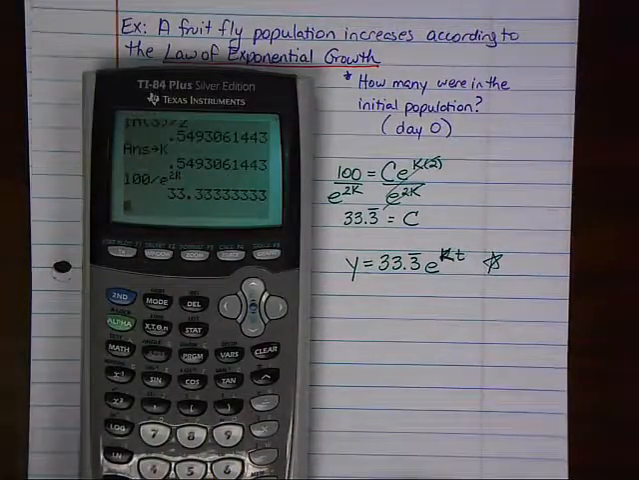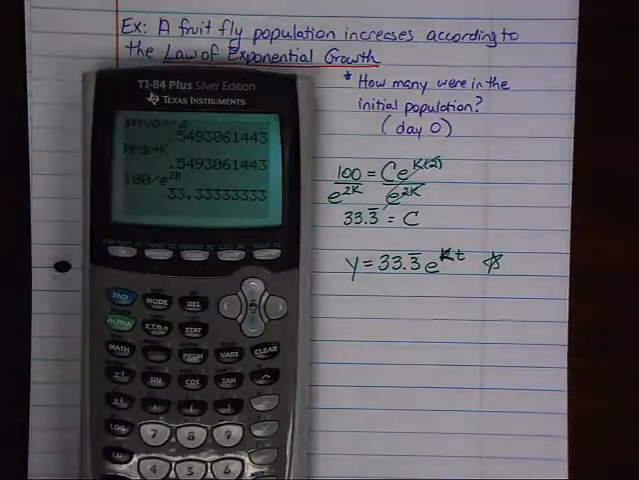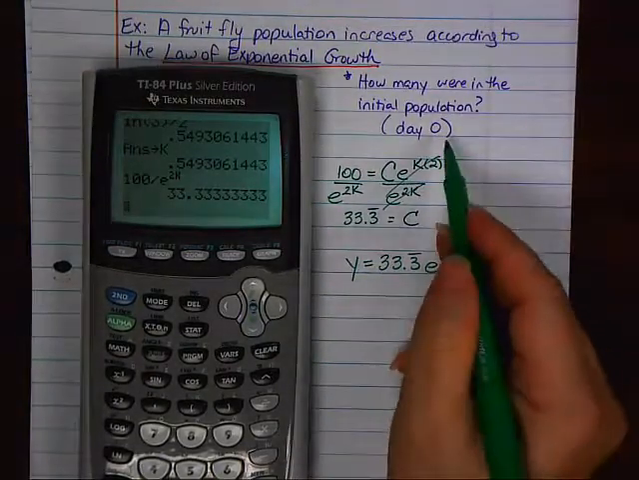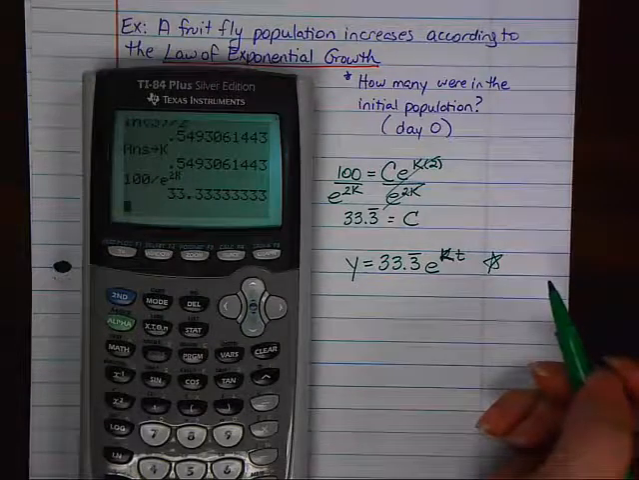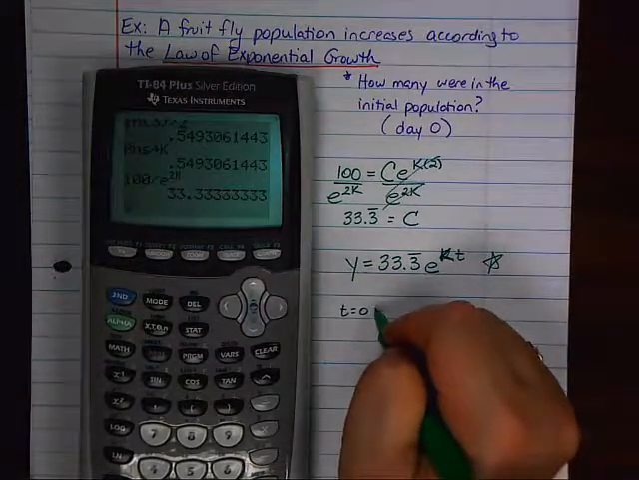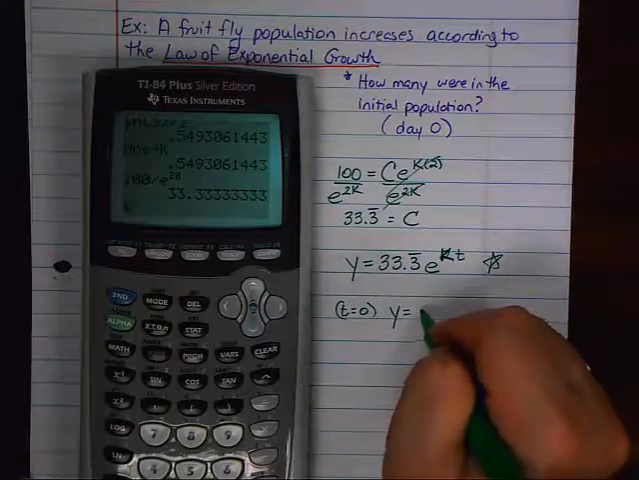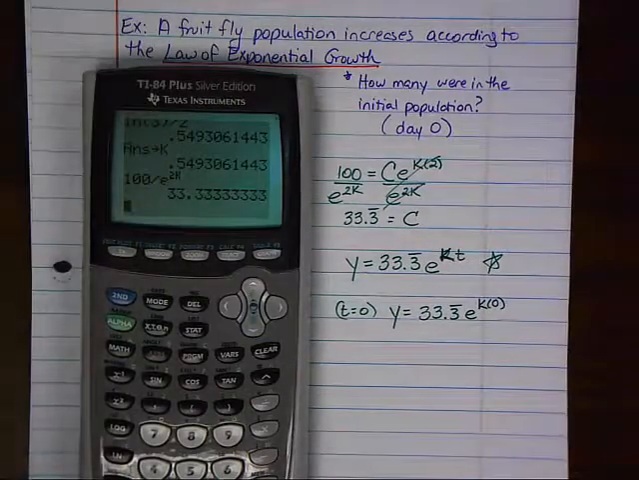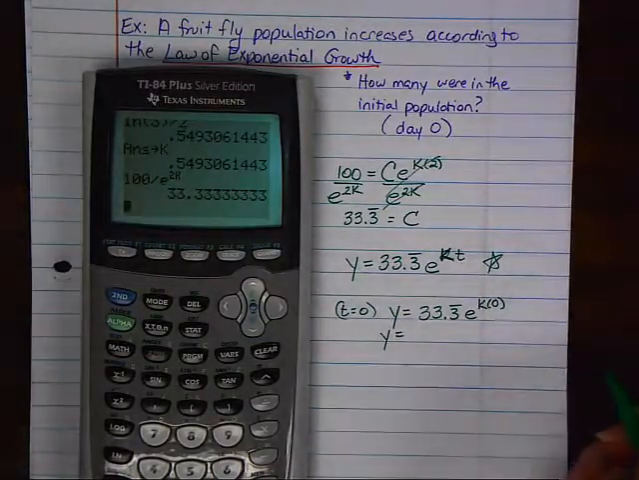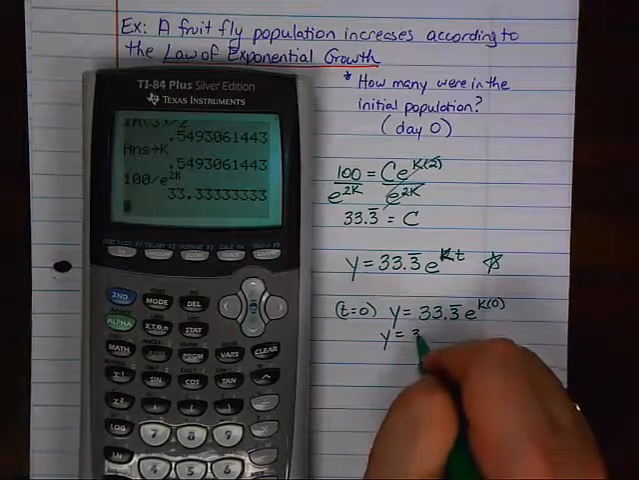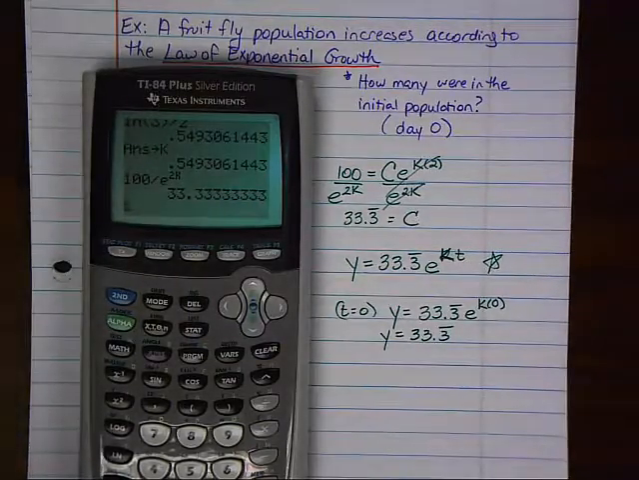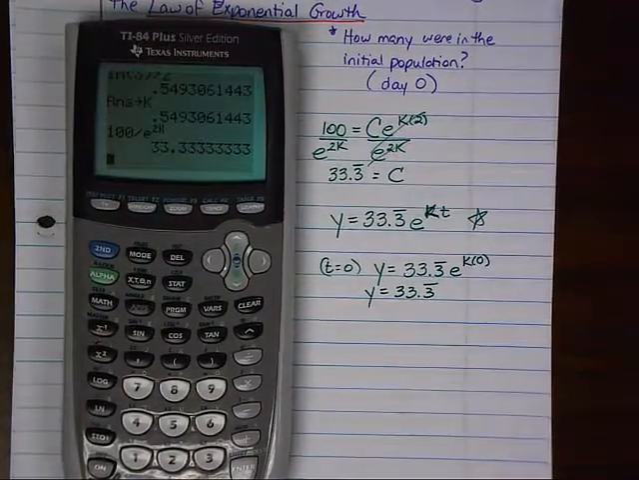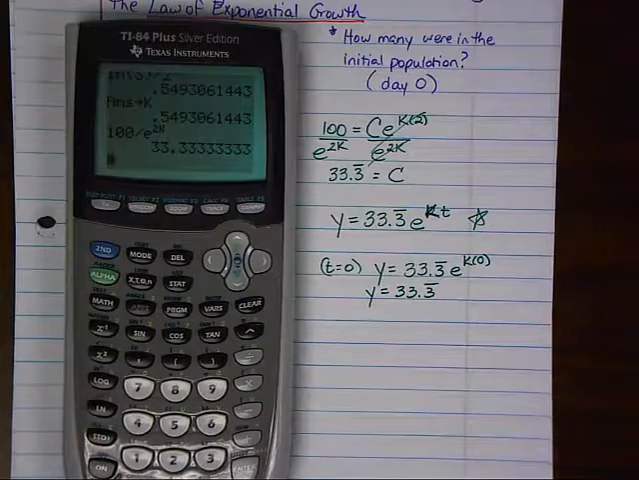So now, to find day 0, I'm plugging in 0 for what? T. So t equals 0 would be y equals 33.3 repeating e to the k times 0. So what does y equal? 33.3 repeating. The thing is, though, that's not the correct answer. Who knows what the correct answer is? Flies. It's flies. So what should it be?